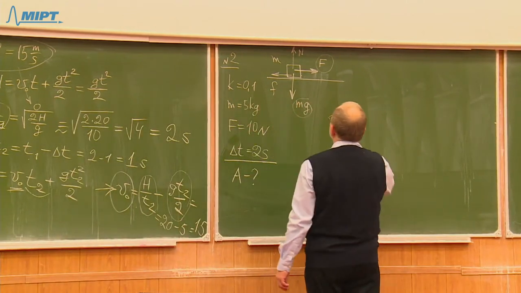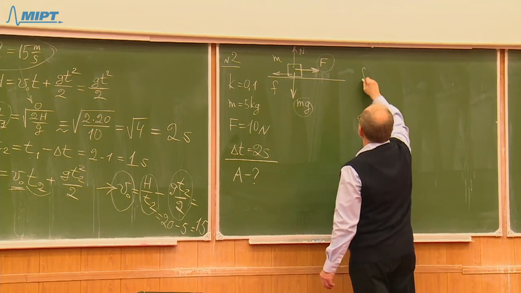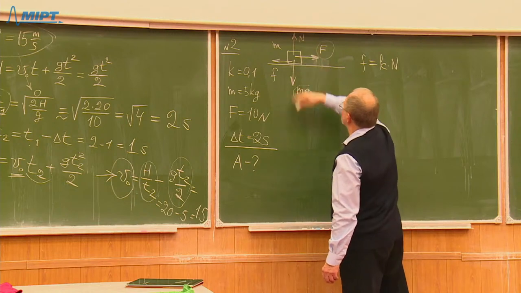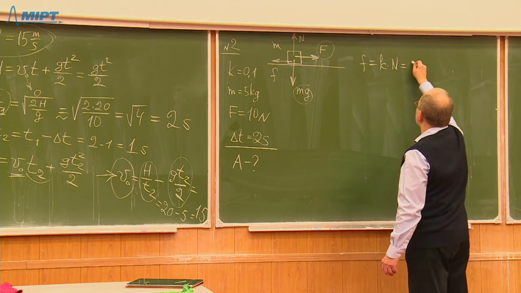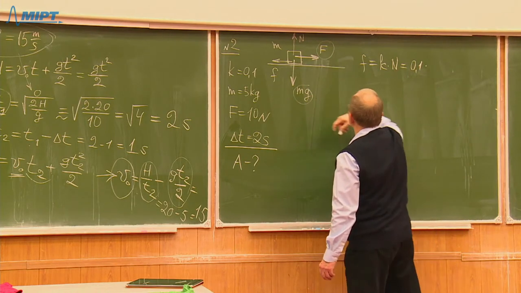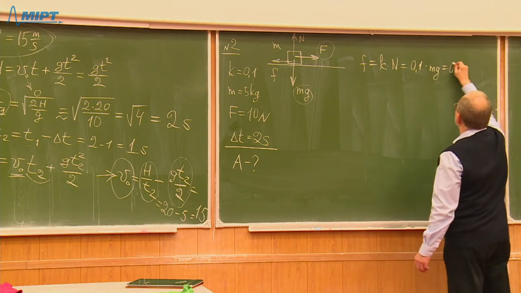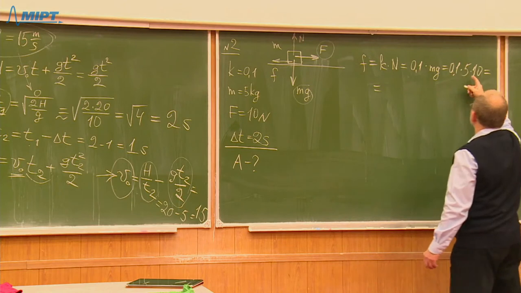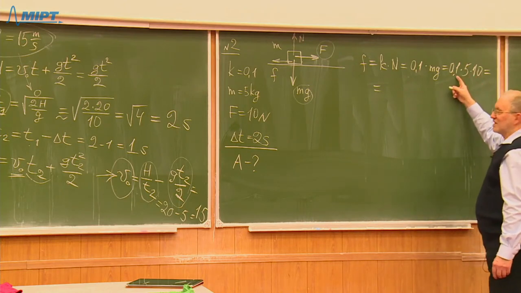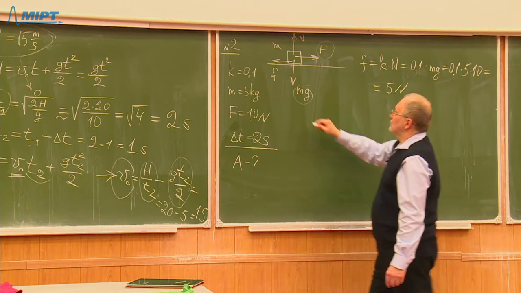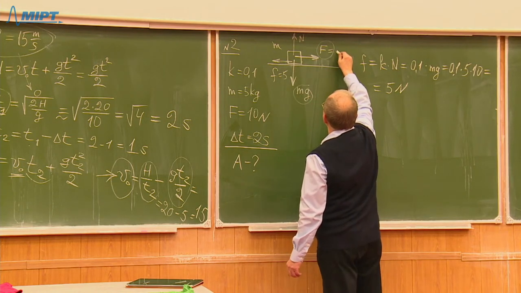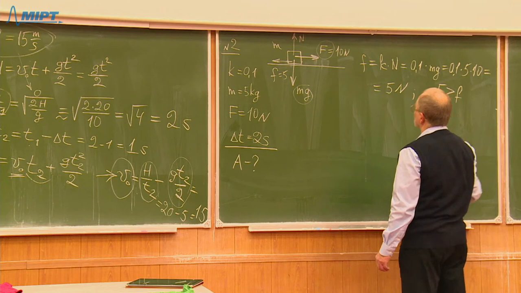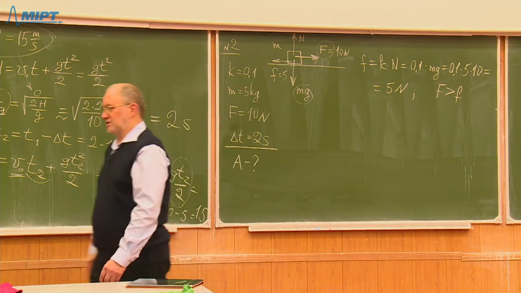What about this problem? Is force F actually larger than force of friction? It's easy to establish that force of friction is coefficient of friction times normal reaction of the surface. This is by definition of coefficient of friction. And that will give you 0.1 times N, which is equal to mg. So 0.1, the mass is 5 kilograms, and g is 10 meters per second squared. So that will be 5 times 10 is 50, divided by 10 is 5 newtons. So the force of friction is 5 newtons, and the external force acting on the body is 10, so the external force is surely larger than the force of friction, and therefore the bar will move along the surface with acceleration.